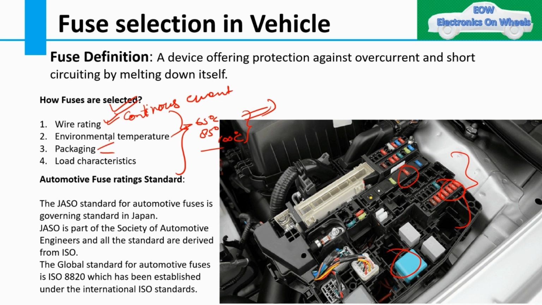Then packaging. Packaging is nothing but the same thing, whether you are using it in the engine compartment or the passenger compartment, that particular fuse box. Based on that we have to see the packaging, what type of fuse you are going to use, whether midi, mega, maxi or auto. These are the types of fuses which I have already explained. Then load characteristic, what type of load you are using, whether it is an inductive load, resistive load or capacitive load. These are the parameters which you have to see when you are selecting the fuse.